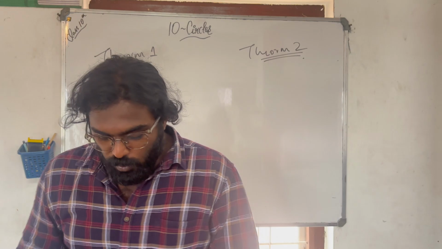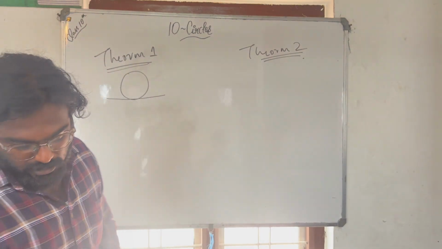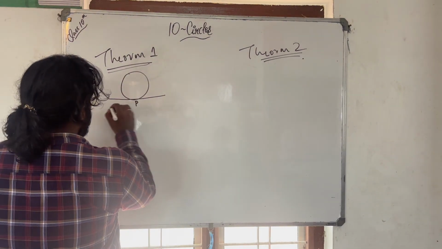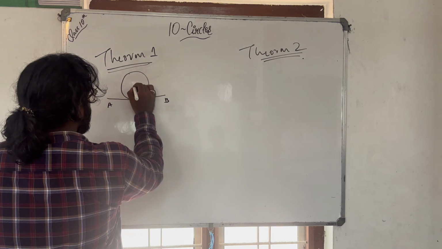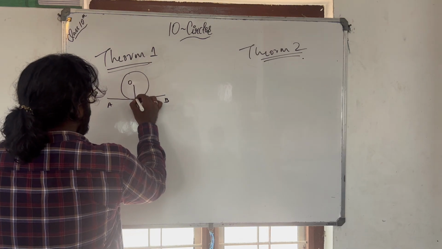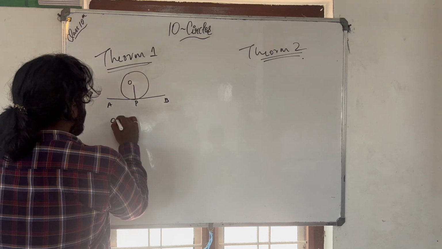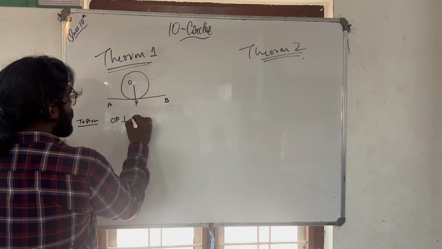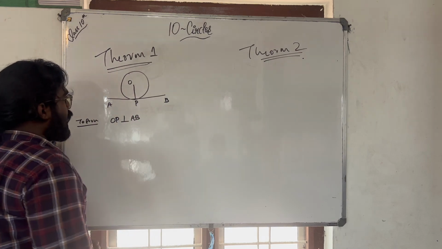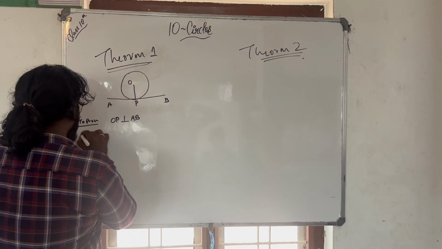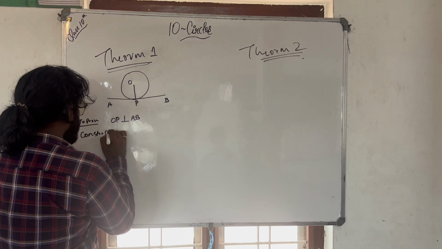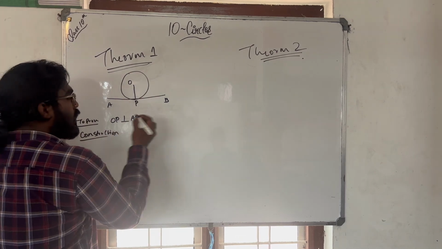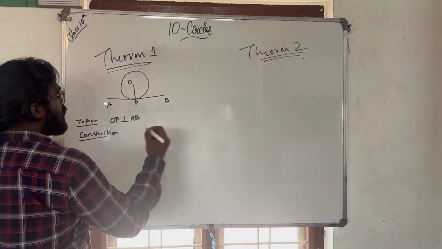So how do we prove it? We take a point P, let it be A, B, let this point be O. I'll draw like this. I have to show that OP is perpendicular to AB. Getting it? So I will now do the construction. Please focus, dear students, start writing.